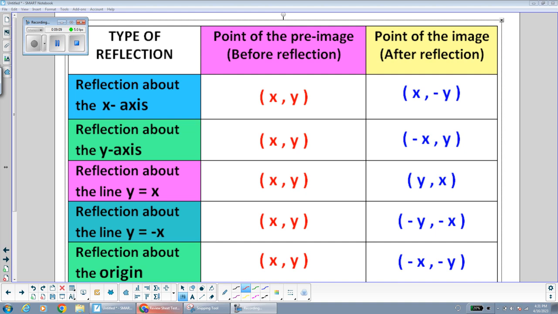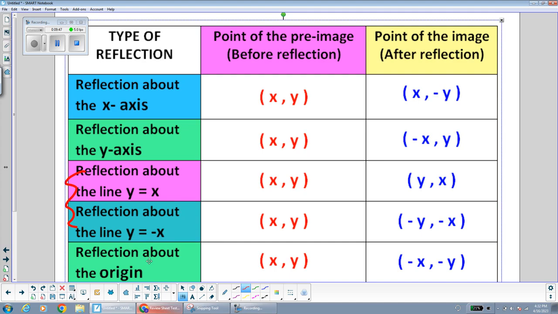But for the line y equals x and for the line y equals -x, since those are slanted lines, it could be really difficult to count diagonally depending on where your points are. If they're not clear points, if you're counting like half boxes or quarter boxes, that could get really confusing. So for these two, I do recommend using the rules. For y equals x, it's super simple. You just switch the order of the coordinates. For y equals -x, you just switch the order and change the signs. If they were both negative, they would become positive. If they were both positive, they would become negative. Switch the signs and change the order.